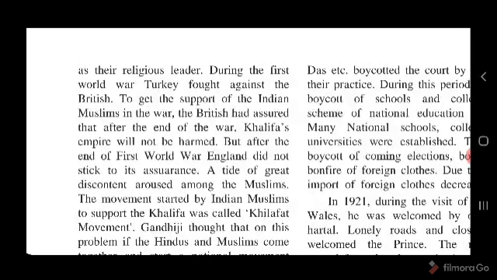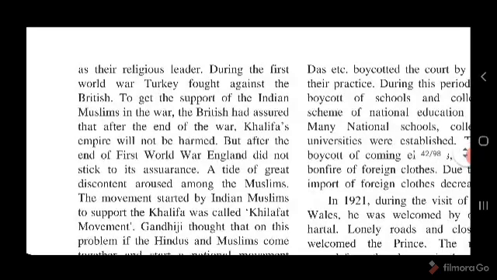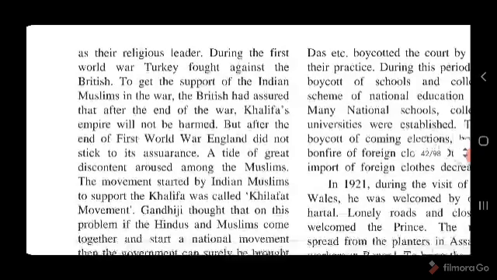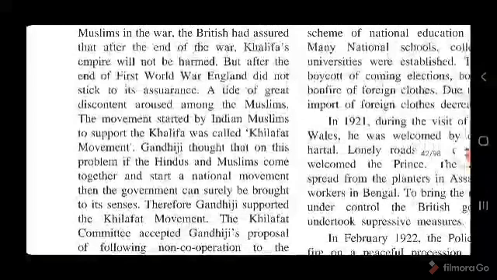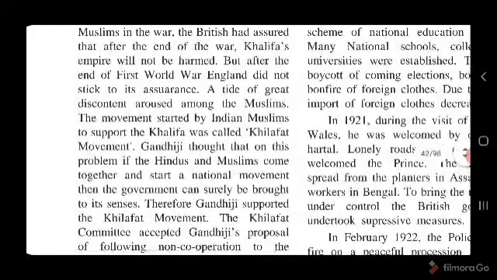To get the support of the Indian Muslims in the war, the British had assured that after the end of the war, the Khalifa's empire would not be harmed. But after the end of the First World War, England did not stick to the assurance. A tide of great discontent arose among the Muslims. The movement started by Indian Muslims to support the Caliph was called the Khilafat Movement.